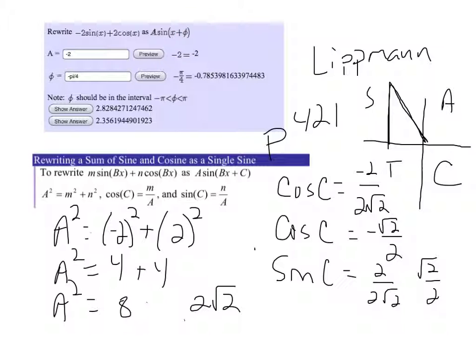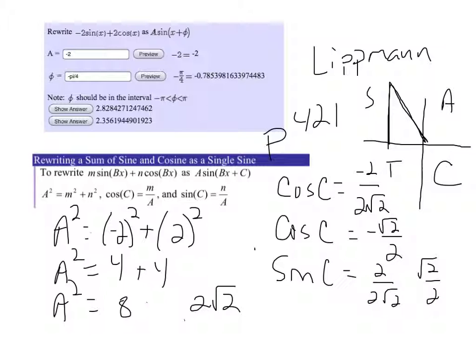Okay, and then in order to find the shift here, we're going to use this part of the formula. We know that the cosine of c is the same thing as the m number divided by the number we just found, which I rationalized to root 2 over 2. And then I did the same thing with the sine of c just to see what that value was.